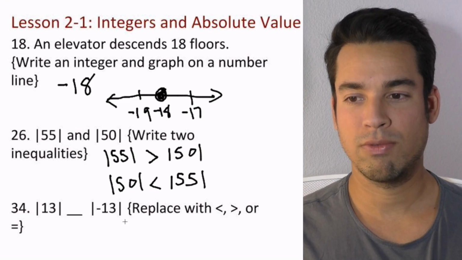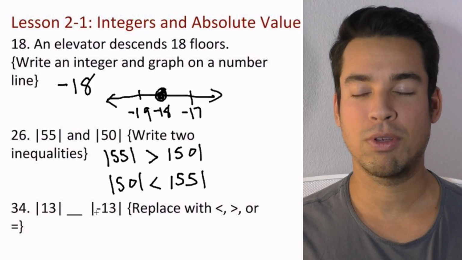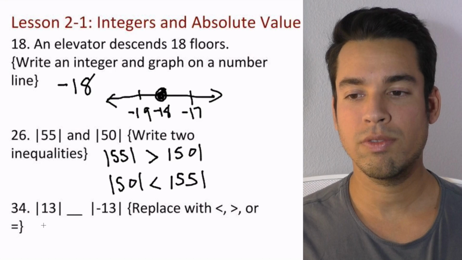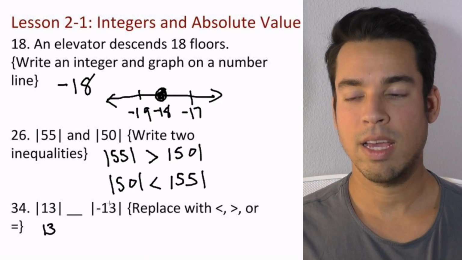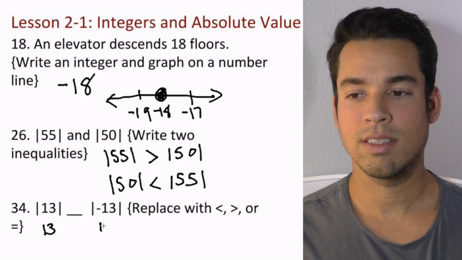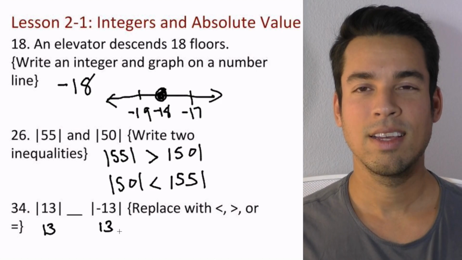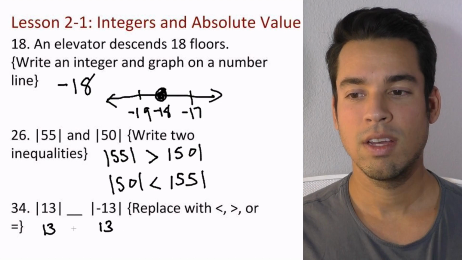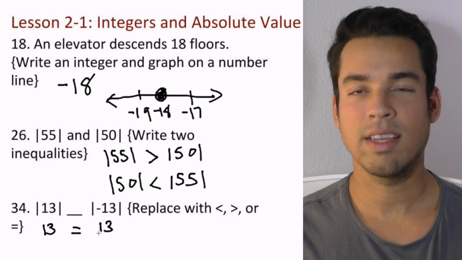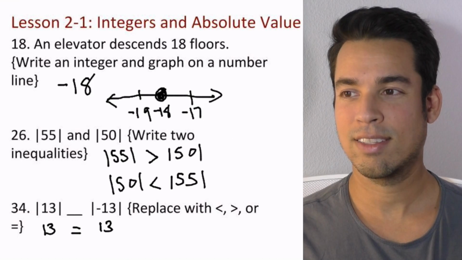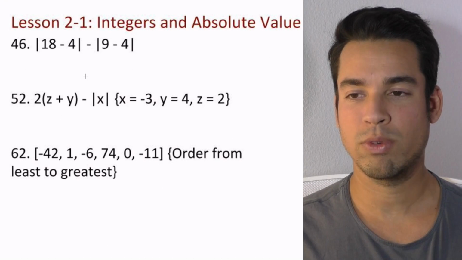Now let's look at number 34. What's the relationship? Now remember, let's look at this as a purifier again. Absolute value of 13 is just 13. But the absolute value of negative 13 is also 13 because that negative comes out as a positive. These guys are therefore equal. All right, now let's go on to the final three problems.